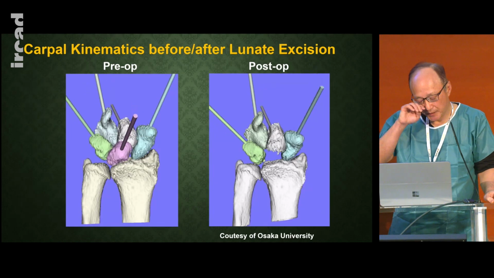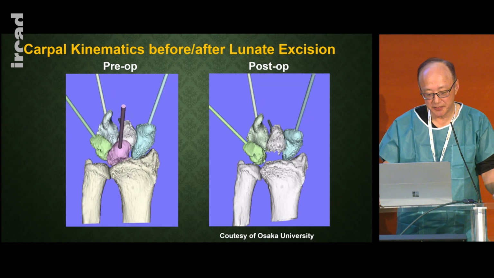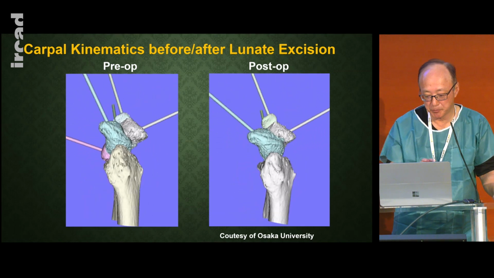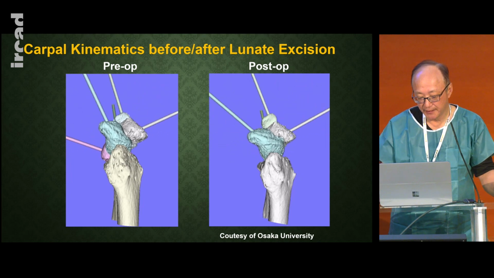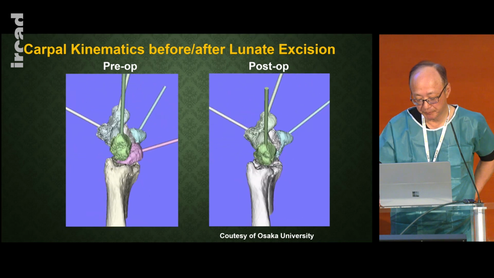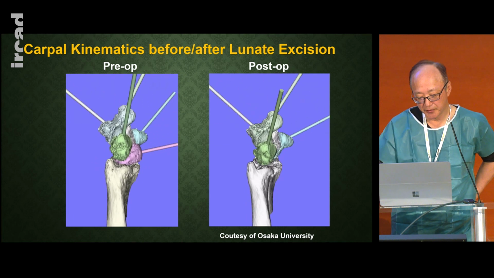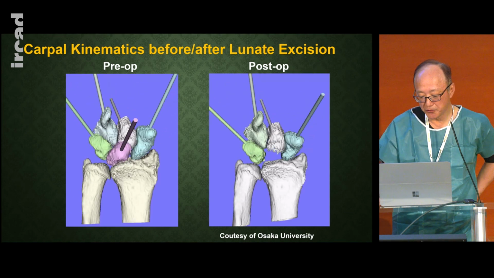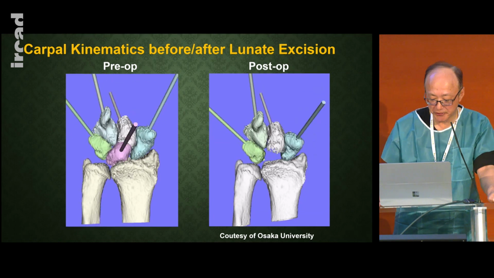How about arthroscopic lunate resection alone? This is a video of the pre- and post-op of an actual patient, an in vivo animation. Even with lunate resection, the carpal kinematics show almost no change: no dorsal subluxation and no separation between the scaphoid and the triquetrum.